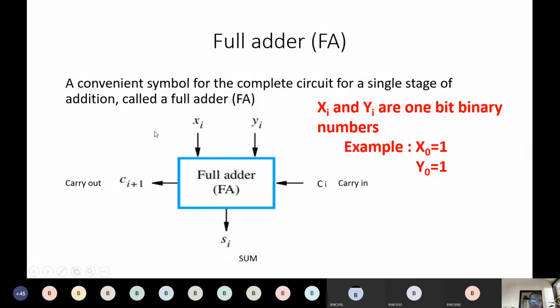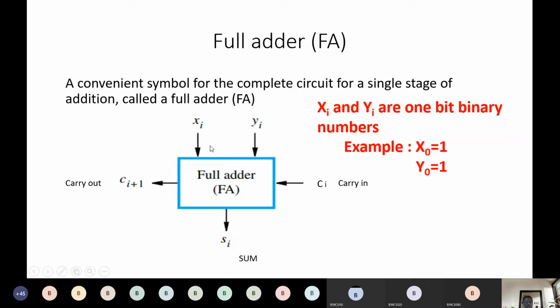Let me repeat once again. If X is 1, Y is 1, and carry in by default at starting is 0, when we add all the three, 1, 1 and 0, we get 1, 0. So we keep 0 as the sum, and 1 will be carried out for the next pair. And you need to remember that X and Y are 1 bit each. This can be 1, 1, or 1, 0, or 0, 1, or both can be 0, 0.